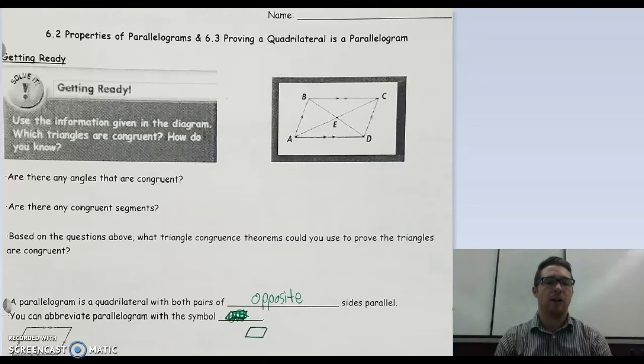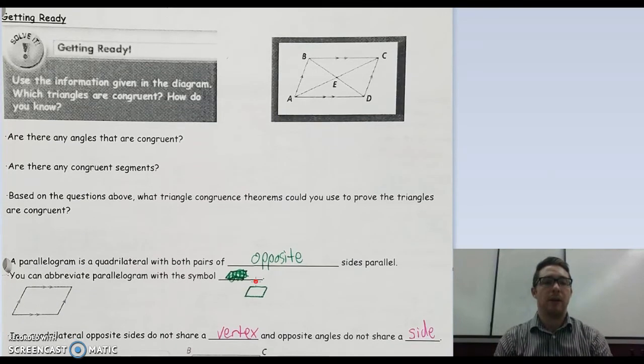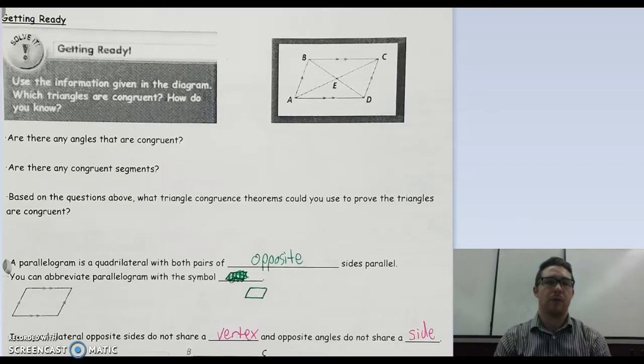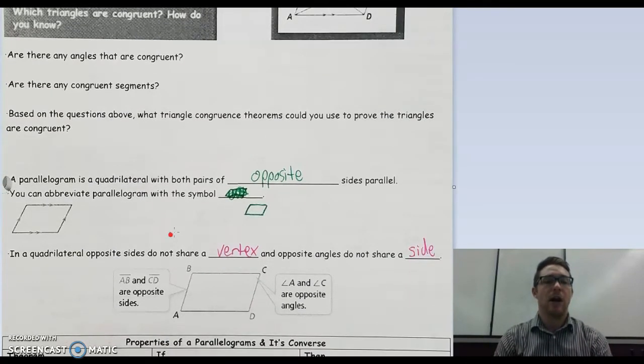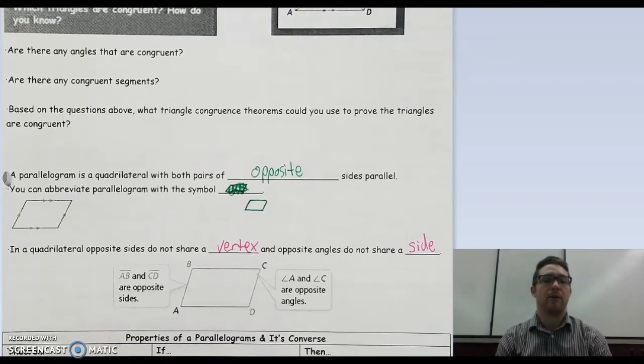We can abbreviate parallelogram with a symbol, which is basically a drawing of a parallelogram. So if I have that kind of parallelogram shape, we can just use that, just like we use a triangle symbol or some of your other angle symbols from earlier. In a quadrilateral, opposite sides do not share a vertex and opposite angles do not share a side. We've seen those terms before, but we just want to remember that opposite means they're not touching, and opposite angles are on opposite parts of that parallelogram.